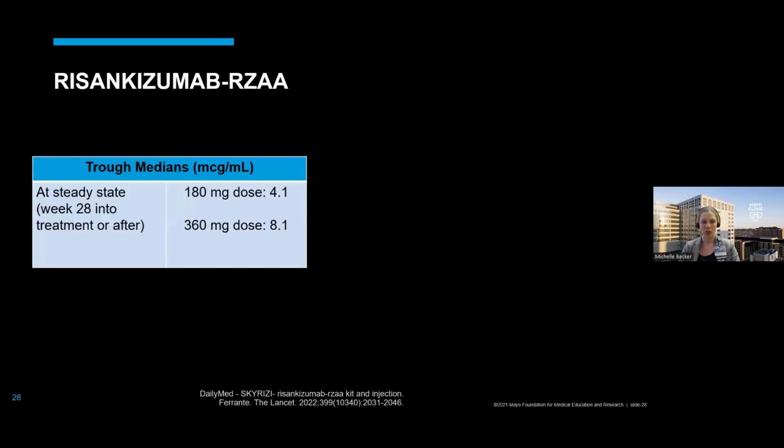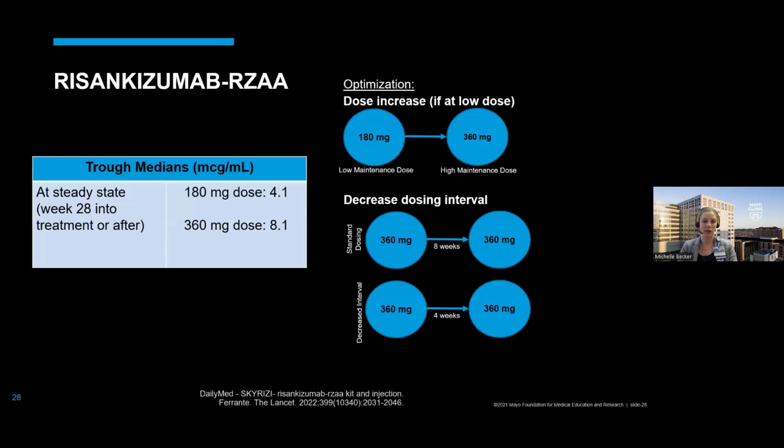Now, finally, we'll discuss risankizumab, which is one of our newer agents available. You'll see that I have trough medians listed here, not necessarily goals, as we do still need more research on outcomes related to troughs. But at steady state, which is going to be defined as about 28 weeks after the start of treatment, with the lower dose maintenance dosing of 180 milligrams, a median trough of 4.1 was identified compared to the 360 milligram maintenance dose, a median trough of 8.1. As far as adjustments go, I think we again have a lot to learn.